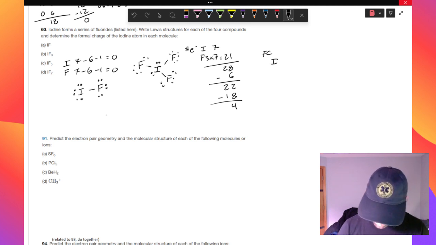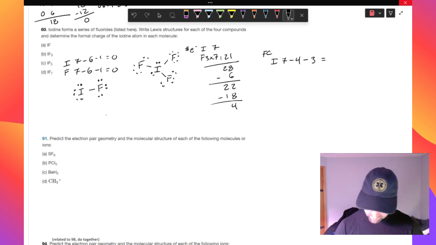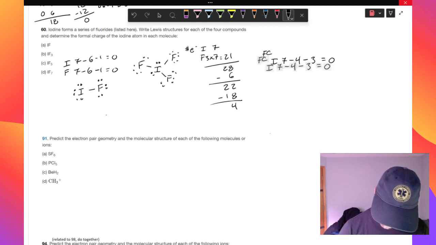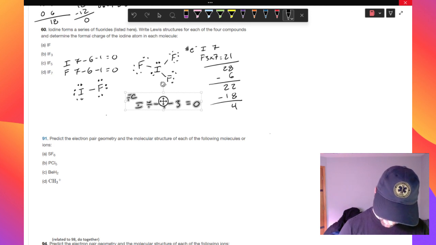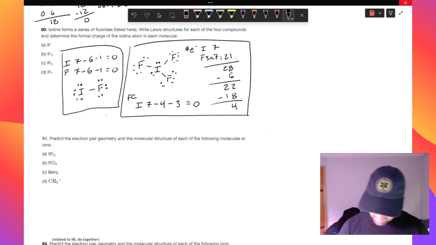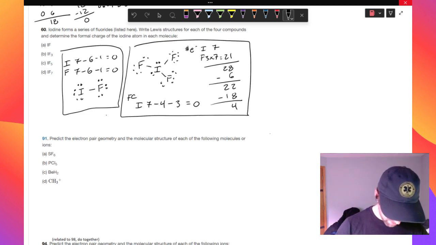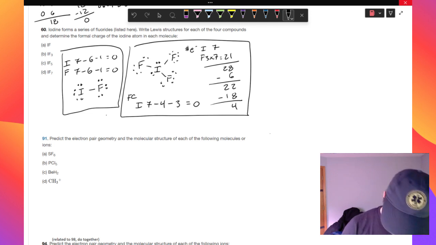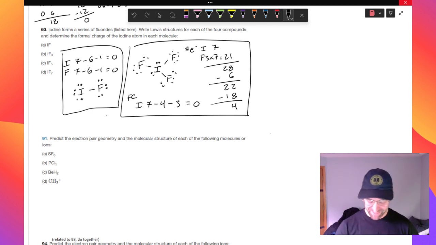We know what fluorines are. Those are 0 right now. But iodine would have a formal charge of 7 minus 4 lone electrons minus 3 bonds. 4, 5, 6, 7 equals 0. Cool. Keep boxes around these to keep them straight. We'll do one more. Well, again, if we're good at pattern recognition, we can do this without drawing it.